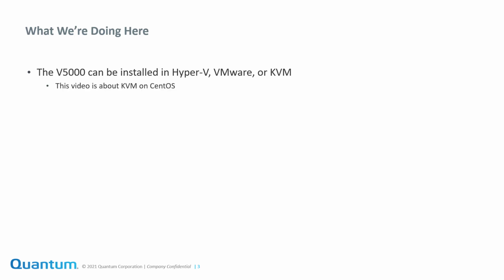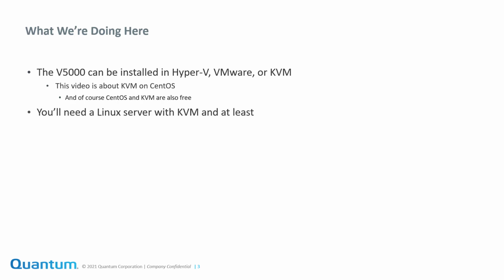Now, the V5000 is a .iso or a .ova file, so you can install it with Hyper-V, VMware, or KVM. This video is about KVM on CentOS, but the process is similar for other products, and the configuration is exactly the same. So you're going to need a Linux server with KVM and at least 200 gigabytes of free disk space, or 5.2 terabytes if you want to maximize the use of the V5000. You can use anywhere from 200 gigabytes to 5.2 terabytes.